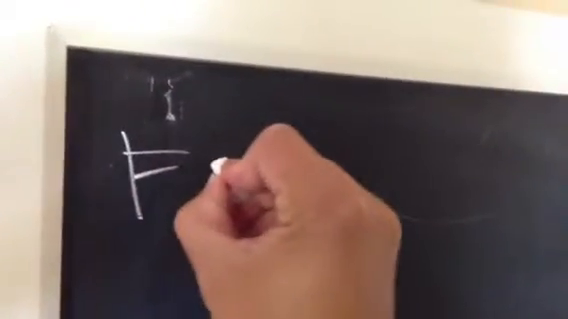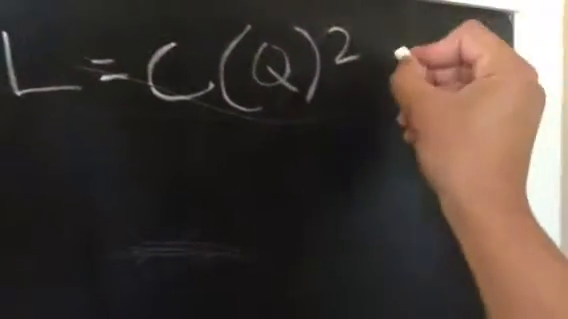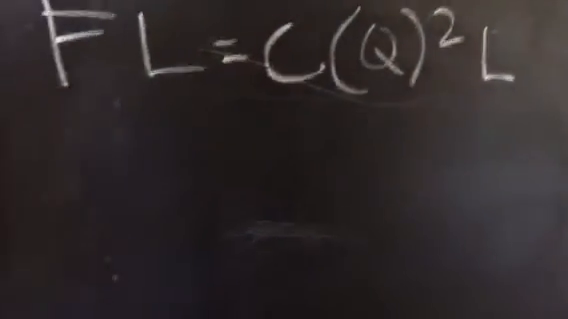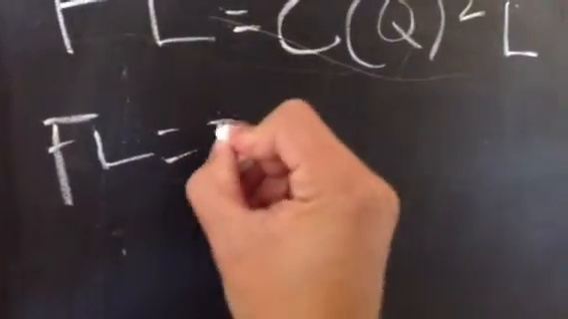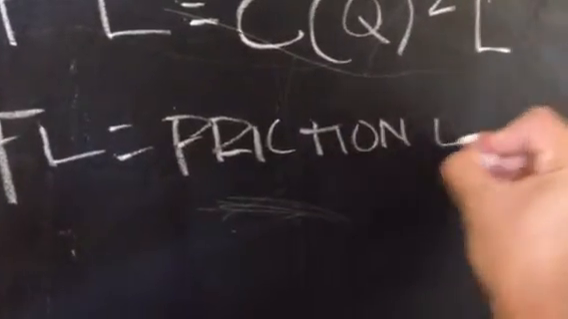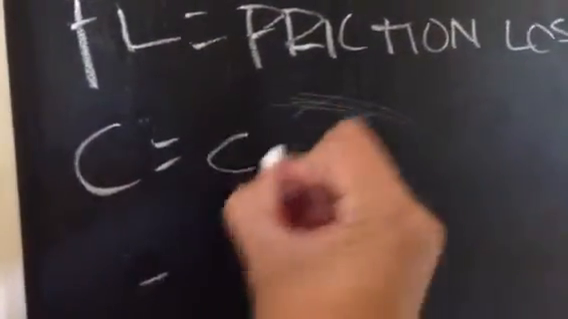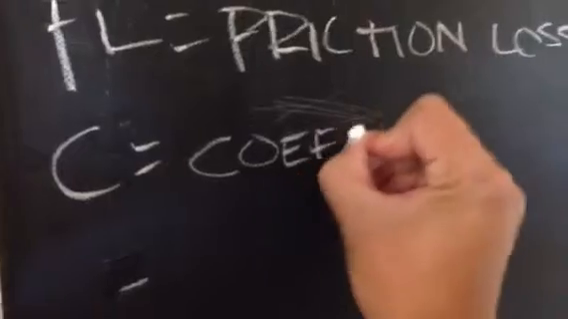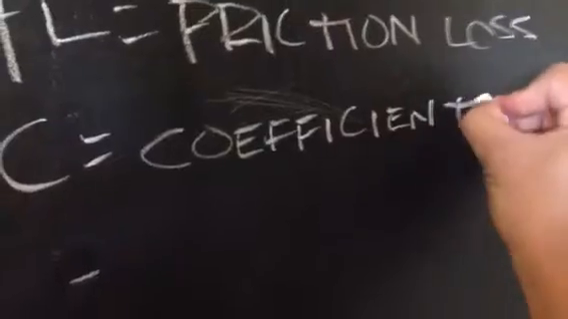Okay, so let me demonstrate friction loss. The equation for friction loss is friction loss equals the coefficient, which is always a constant, times the quantity squared times the length. FL stands for friction loss, the amount of friction being applied on the fire hose. The coefficient, which is a constant, never changes, but an approximation of a number is on a table which I'll demonstrate.